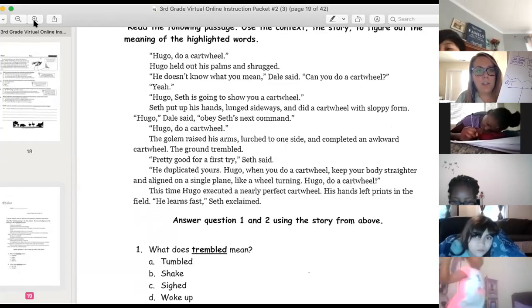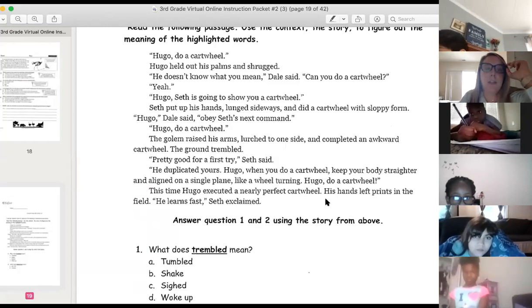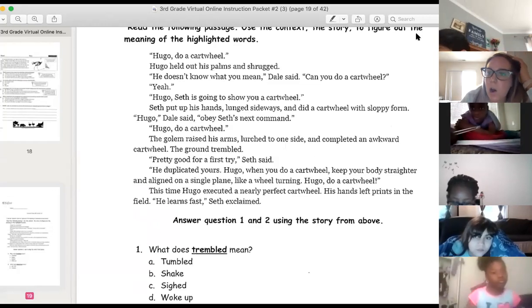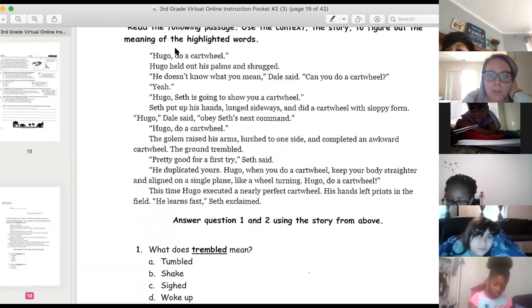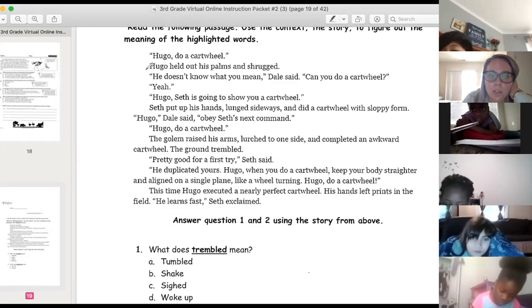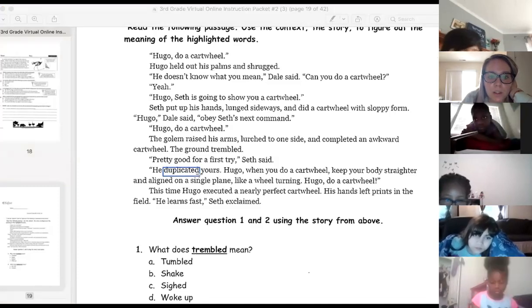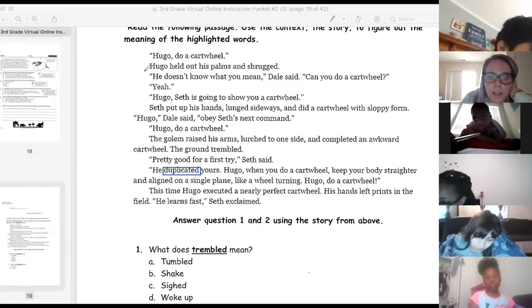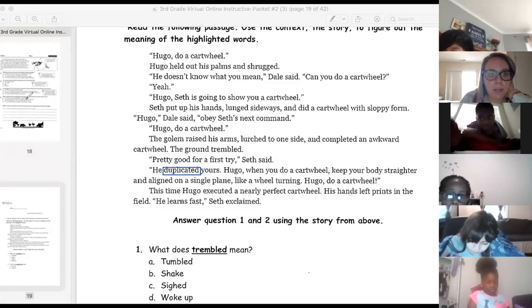So the next thing I need to do is go into my passage and look for where it says duplicated. So I see it says in my text, the golem raised his arms, lurched to one side, and completed an awkward cartwheel. The ground trembled. Pretty good for your first try, Seth said. He duplicated yours. So I'm going to box where it says duplicated. And I need to keep reading above so I can understand what the word duplicated means.